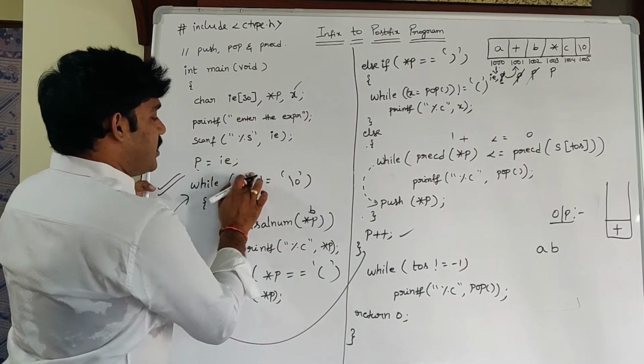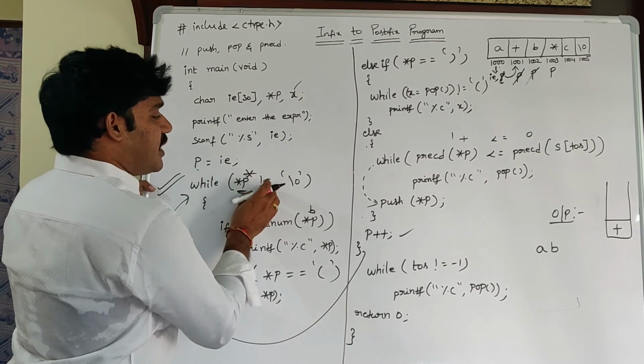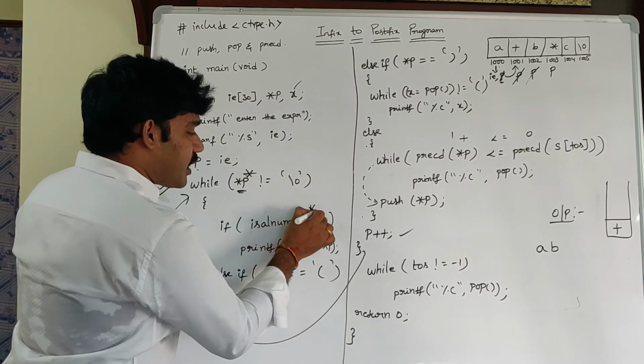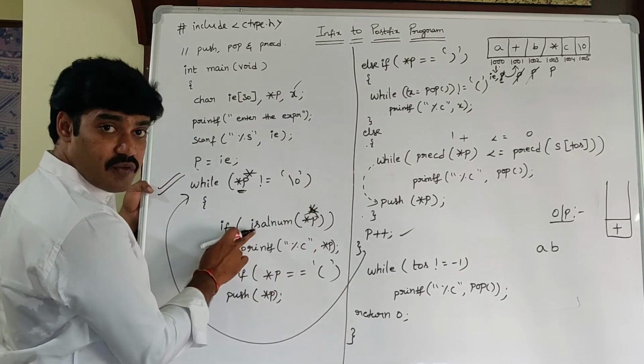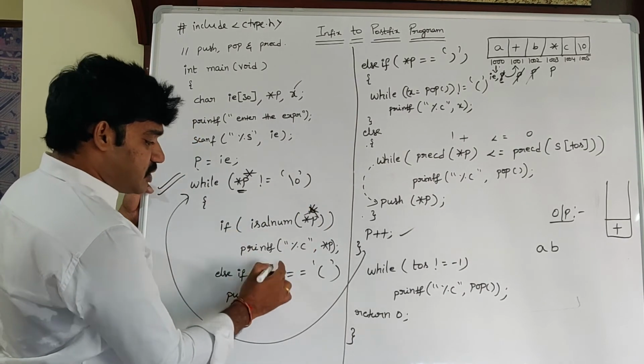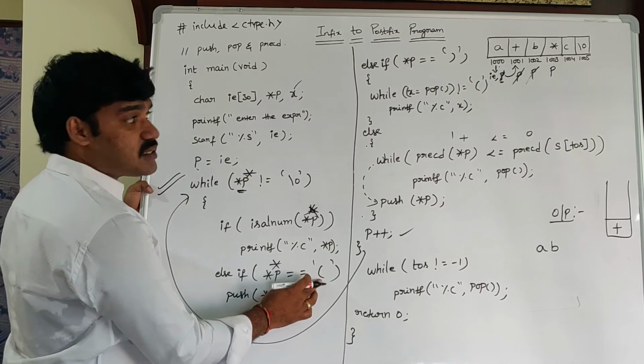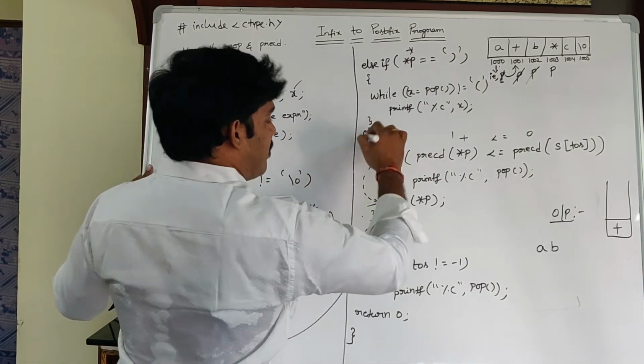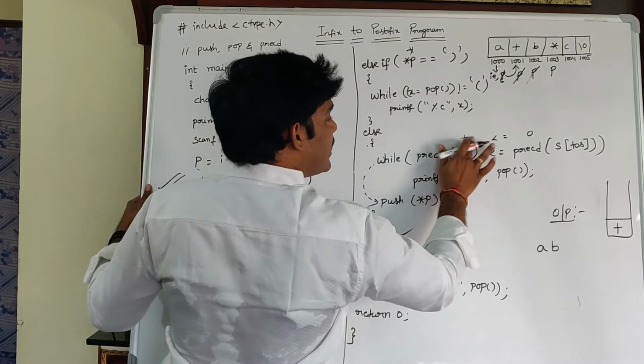While *p means *. * is not equal to \0, the condition is true. Is alphanumeric of *p? Is * an alphanumeric character? No. Is * equal to opening parenthesis? No. Is * equal to closing parenthesis? No. Coming to the else block, precedence of *.